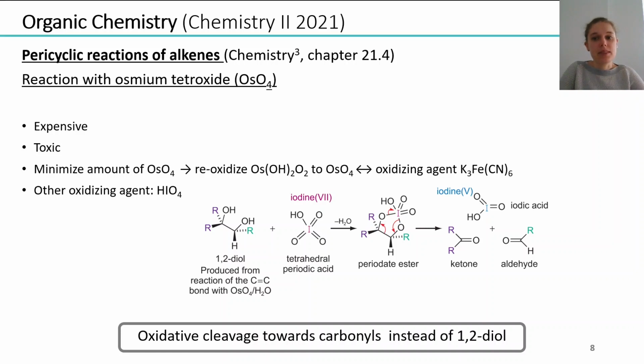And most of the time it is better to add potassium hexacyanoferrate as oxidizing agent instead of periodic acid, because then we can minimize the amount of osmium tetroxide which is needed for this pericyclic reaction to form our desired syn 1,2-diols, and we do not have the problem which we have with periodic acid, that we can destroy our desired product with an oxidative cleavage reaction.